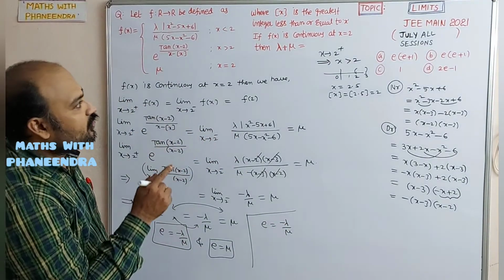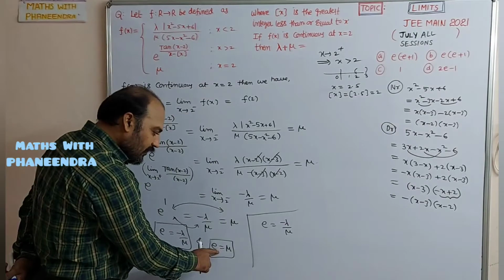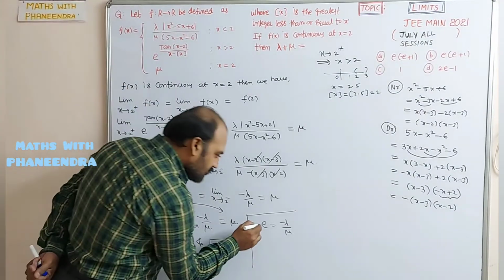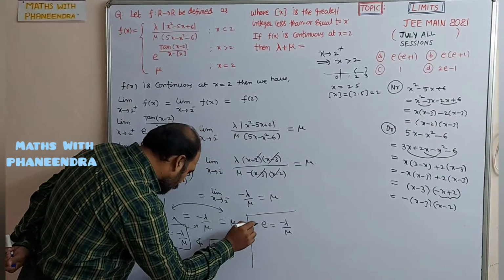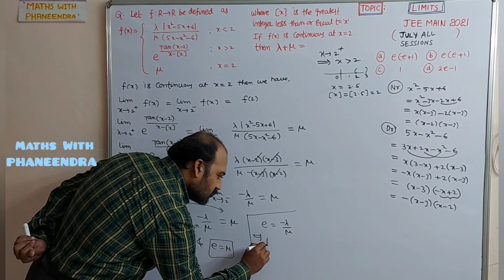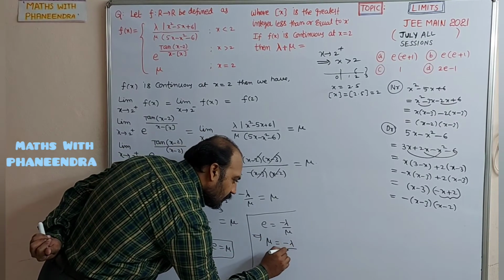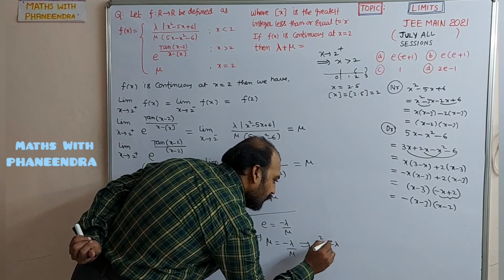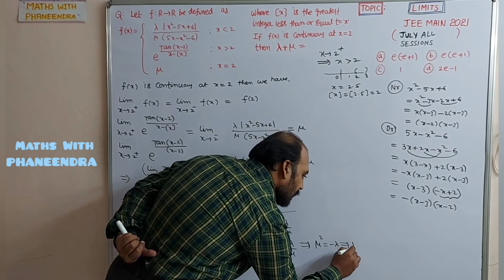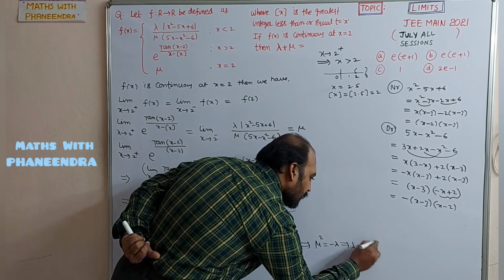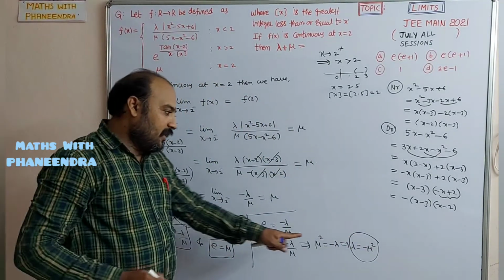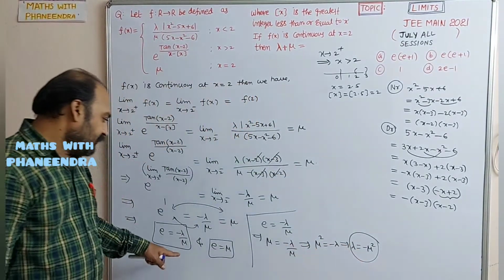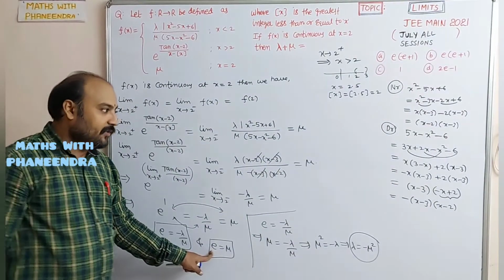So they are asking what value, lambda plus mu now. Mu value we got it here. Lambda value we want. So in place of e also, mu can be substituted. So mu is equal to minus lambda by mu. Then cross multiply, mu square is equal to minus lambda. That implies lambda is equal to minus mu square. So lambda value minus mu square we got it. E is equal to mu, we got it.